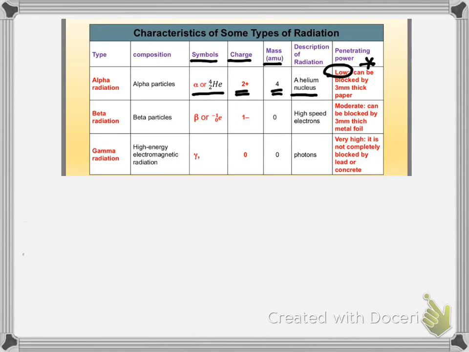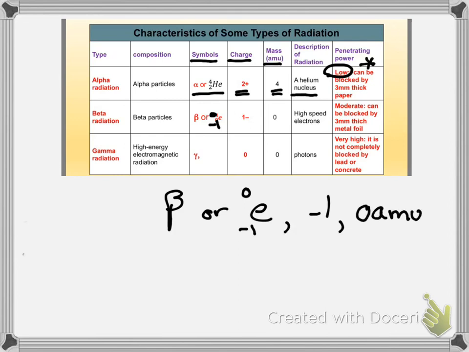Beta particles have this symbol: E0 minus 1. Sorry, not like this. It's E0 minus 1. This is the symbol of the beta particle. The charge of the beta particle is -1. The mass of the beta particle is 0 AMU. A beta particle is actually an electron. Yes, it's a high-speed electron that's coming out of the nucleus.